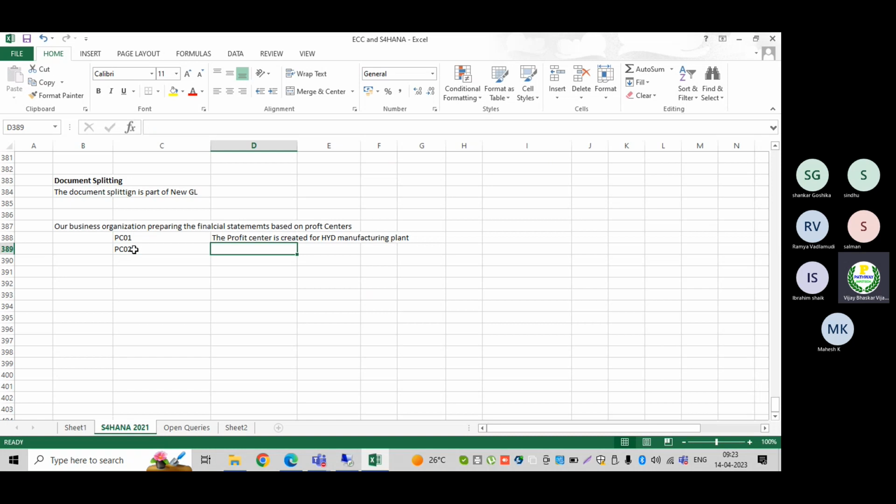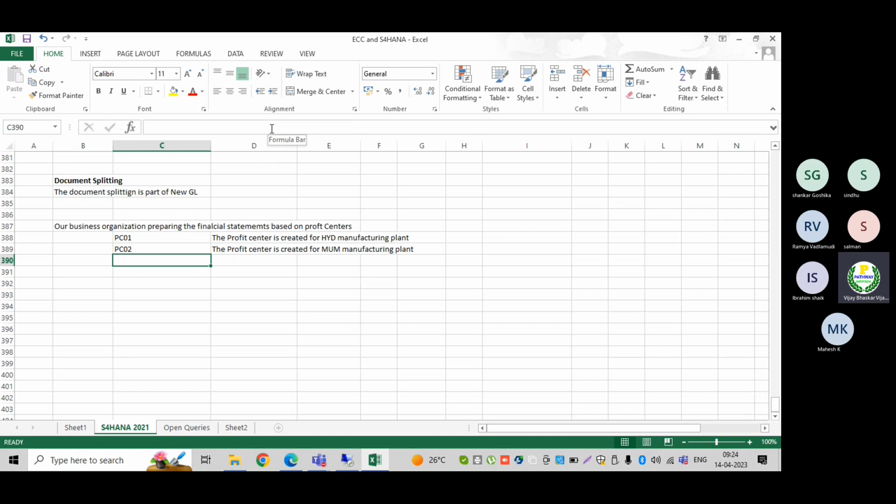Then the next one, which I have created, is profit center 2. Even though the company code is the same, while posting business transactions I will use the profit center to derive the business transactions. This profit center 2 will be created for my Mumbai plant.